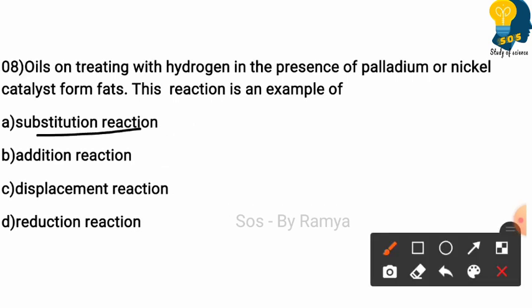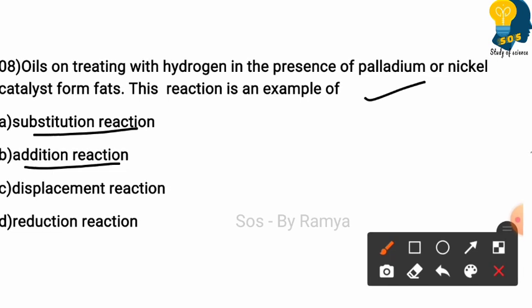Now you know what a substitution reaction is. Here, chlorine is replacing the hydrogen. In an addition reaction, what will happen? See, oils or fats. Do you remember the hydrogenation of vegetable oil? Oils, on treating with hydrogen, will convert into fat, and that too happens in the presence of a catalyst. Which is the catalyst here? Palladium or nickel is the catalyst.